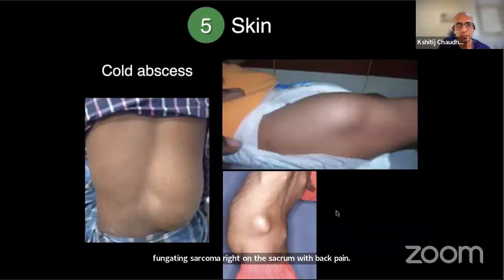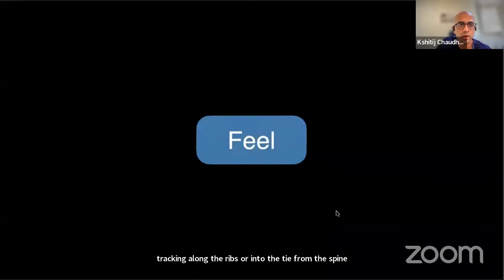Then also look at, sometimes there are cold abscesses, even presenting at distant sites from the spine, tracking along the ribs or into the thigh from the spine in tuberculosis.